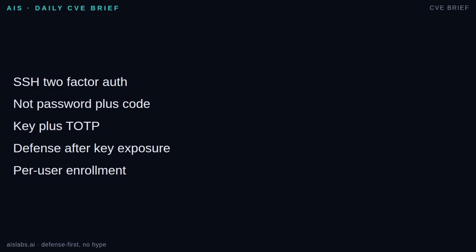The common Linux implementation is the pam-google-authenticator module. The name is historical. It works with standard TOTP apps, not only Google Authenticator. Each user enrolls their own secret, usually stored in their home directory, and receives emergency scratch codes for recovery.